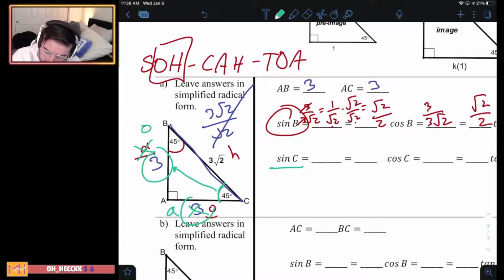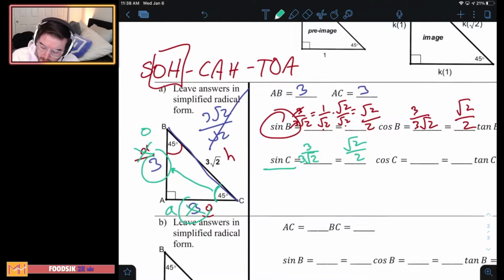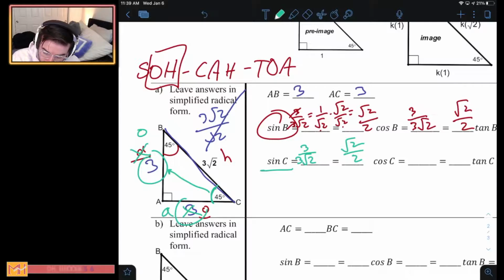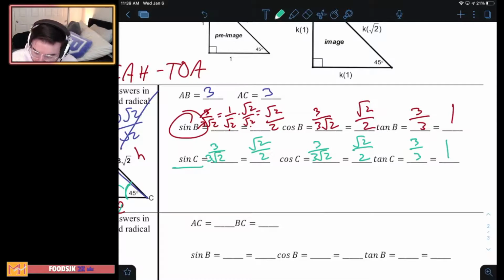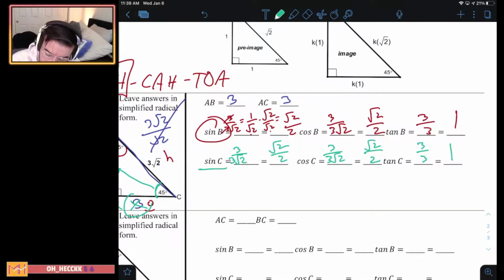Opposite, oh, that's still 3 over hypotenuse. That's still 3 over 3 root 2, right? The problem's not changing here. So guess what? Voila, we end up with the same thing. Adjacent is still 3. Hypotenuse is still 3 root 2, and we end up with the same thing. And despite the fact that opposite and adjacent switched, because the legs are the same here, 3 over 3, no matter how you look at it, comes out to be 1.